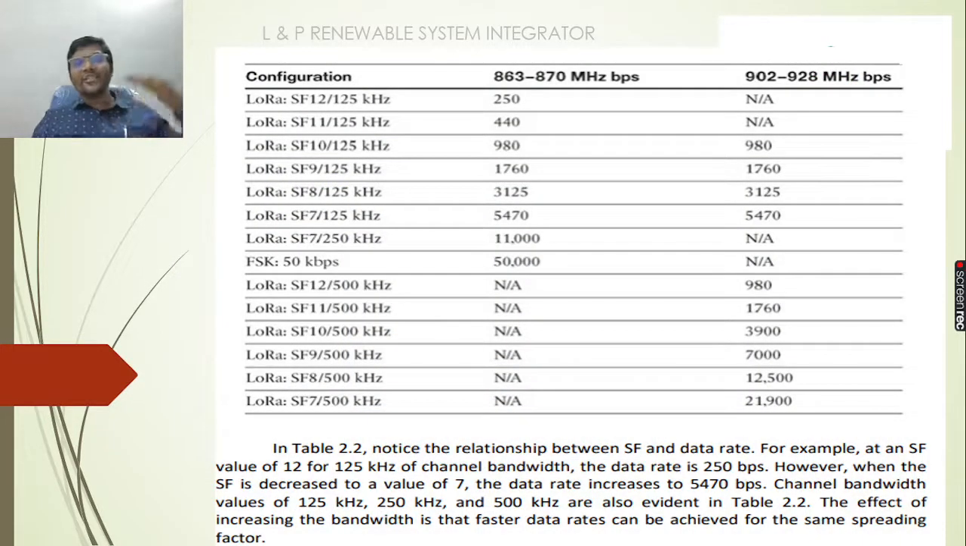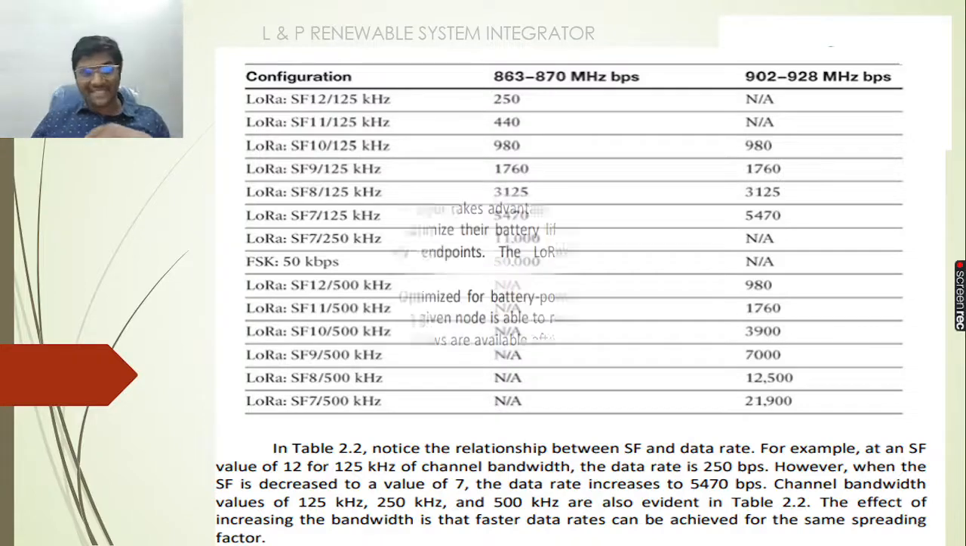If you get into the configuration of LoRa based on the frequency in hertz, we have different configurations. As you can see in the table, we can have a relation if you try to correlate the relationship between the SF and the data rate. The channel bandwidth values are also evident in it. The SF is getting reduced to a value of 7, and the data rate increases to 5470 bytes.